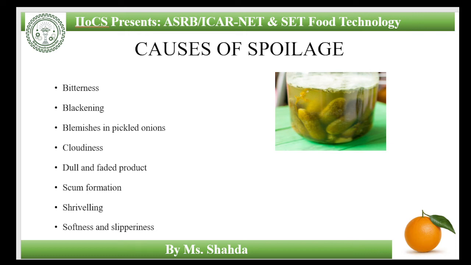Softness and slipperiness is the most common form of spoilage and is caused by the action of bacteria. It is invariably owing to inadequate covering with brine or owing to the use of a weak brine. By using a brine of proper strength and by keeping the pickle well below the surface of the brine, this kind of spoilage can be eliminated.